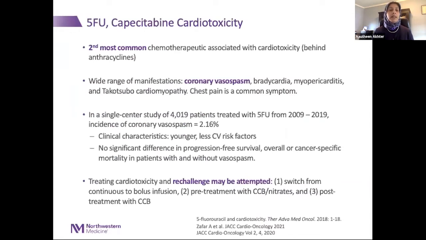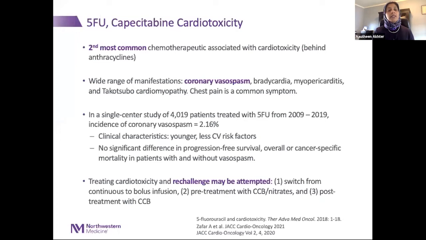Very quickly about 5-FU. It is actually the second most common chemotherapeutic agent that causes cardiotoxicity, behind anthracyclines. There's a wide range of cardiotoxic manifestations. Coronary vasospasm is the most common.